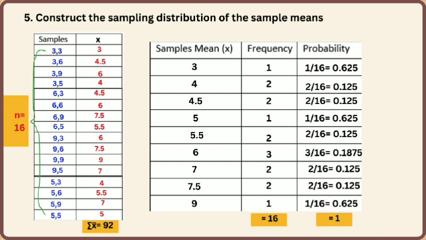So, same process lang gihapon. We have 4. So, pila ka buok 4. Ihapon nimo pila ka buok 4. So, we have 2. So, 2 over 16, and that would give us the answer of 0.125, and so on.